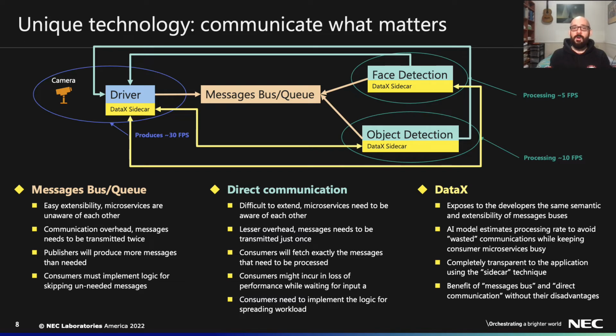DataXe tries to provide the pros of both kinds of mechanism. In fact, it exposes to developers the same semantics and extensibility of message buses, and it uses an AI model to estimate the processing rate to avoid wasted communication while keeping the consumer microservices busy.